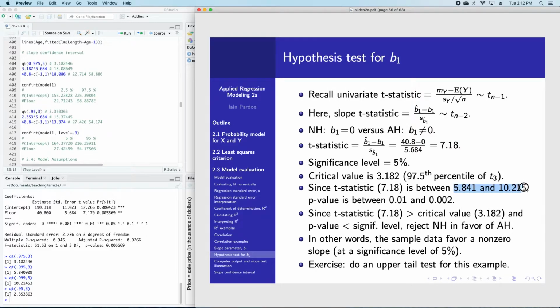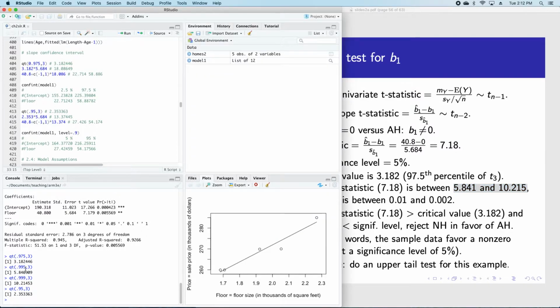These percentiles are the same as before, but now I'm not going to multiply the tail areas by 2 to narrow down where my p-value is. I can just take them as given because I'm just operating in the upper tail, as this is an upper tail test. So my p-value must be in between 0.005 and 0.001.